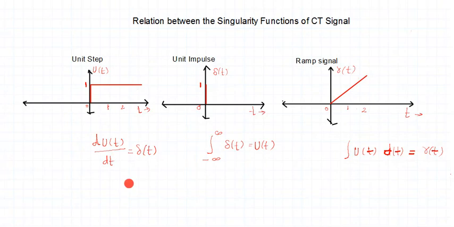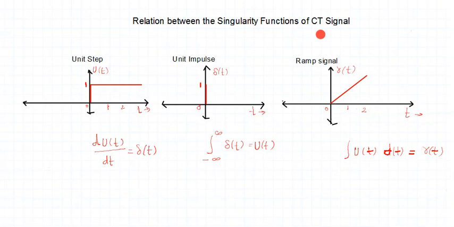If you differentiate this u(t), differentiation of a constant is 0. So what remains is only this. That's why when you differentiate this, you get an impulse. When you integrate the delta t signal, that is the unit impulse, you get the unit step signal. When you integrate the unit step signal, you get a ramp signal. You work out all these mathematical relations, and you will see that these signals can be obtained from each other, and that's why they are called singularity functions.